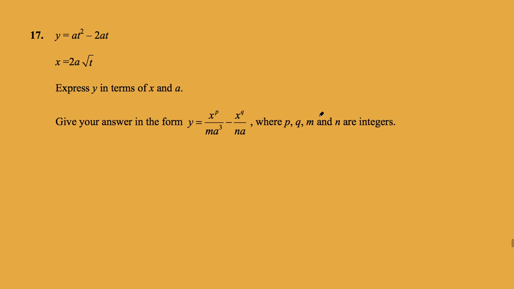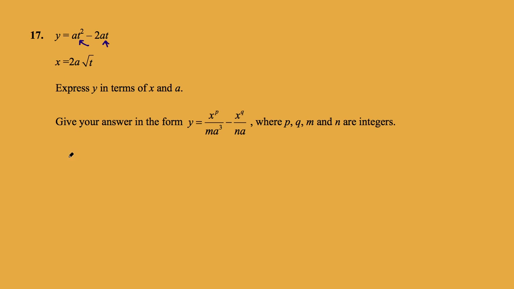Question 17. y equals at squared minus 2at and x equals 2a root t. Express y in terms of x and a, giving your answer in this form. We'll worry about the form of the answer later. First of all, just looking at this, at the moment y is expressed in terms of a and t, and so we need to get rid of those two versions of t. So I need to find an expression for t and for t squared, and they need to be in terms of x.